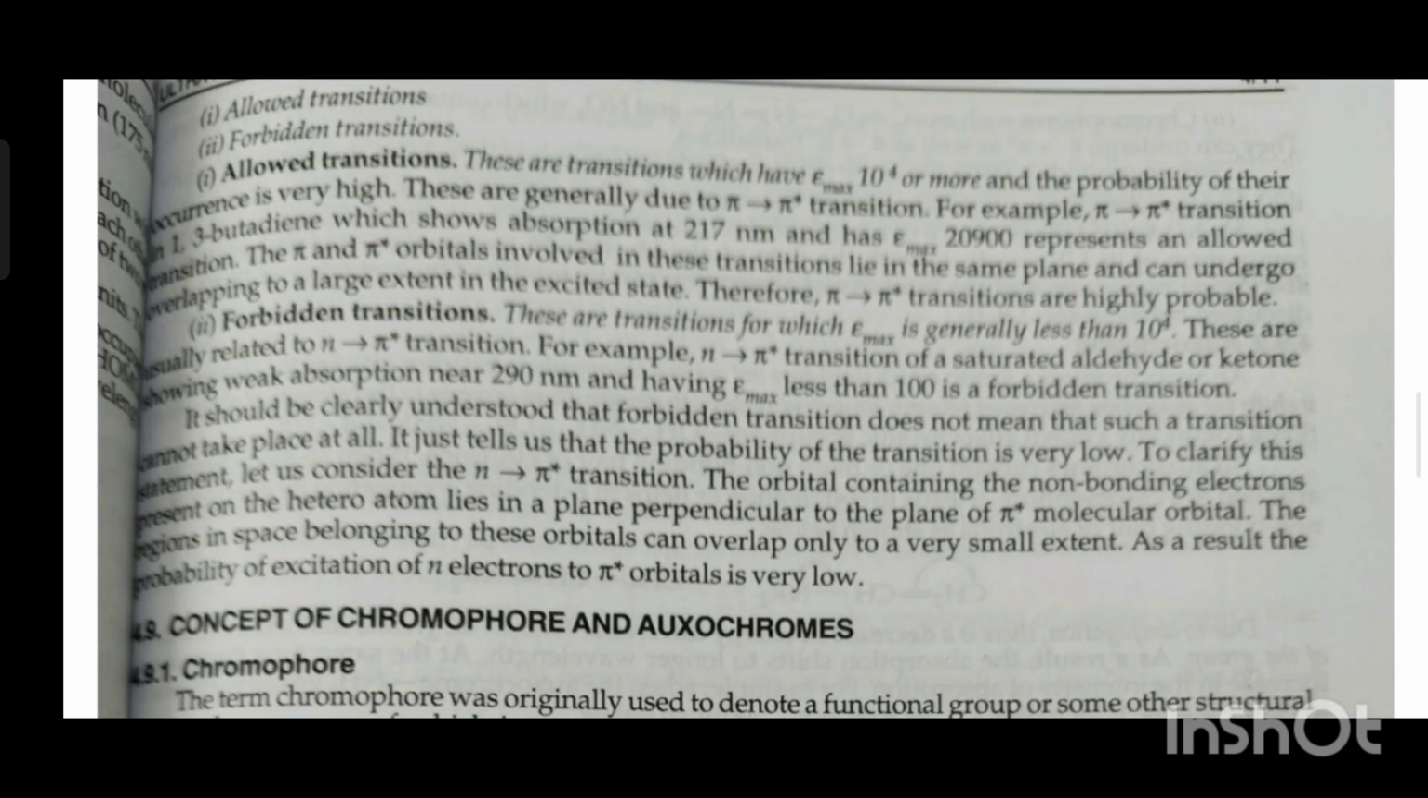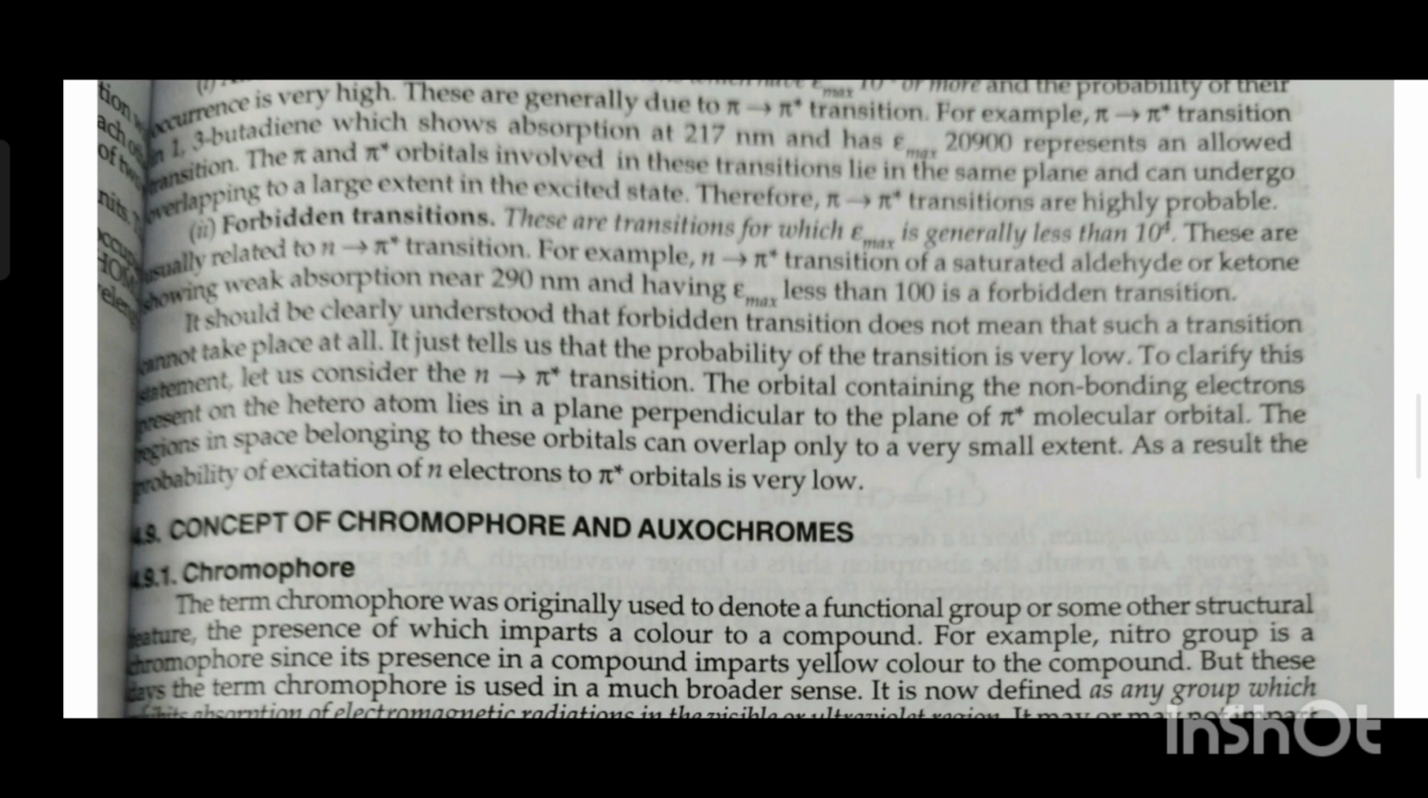Second, forbidden transition. These are transitions for which maximum molar absorptivity is generally less than 10 raised to power 4. These are usually related to n to pi star transition. For example, the n to pi star transition of a saturated aldehyde or ketone, showing weak absorption near 290 nanometer and having maximum molar absorptivity less than 100, is a forbidden transition. It should be clearly understood that forbidden transition does not mean that such a transition cannot take place at all. It just tells us the possibility of transition is very low.